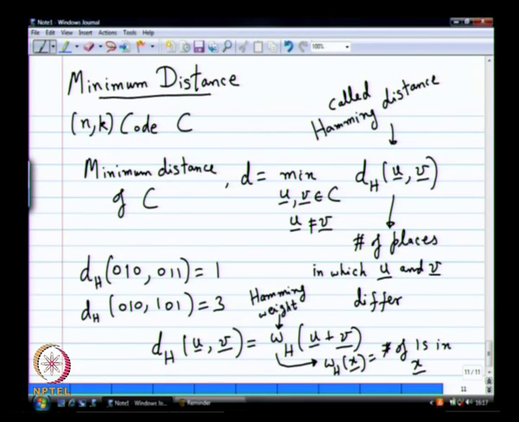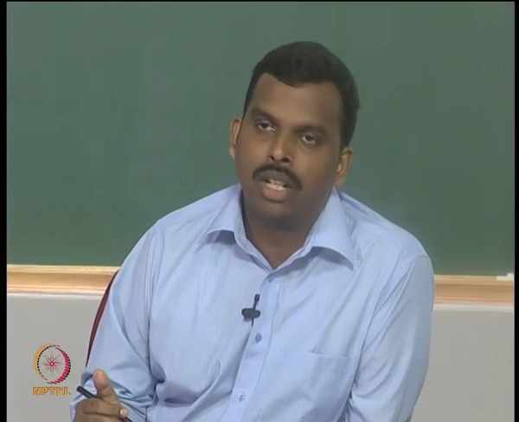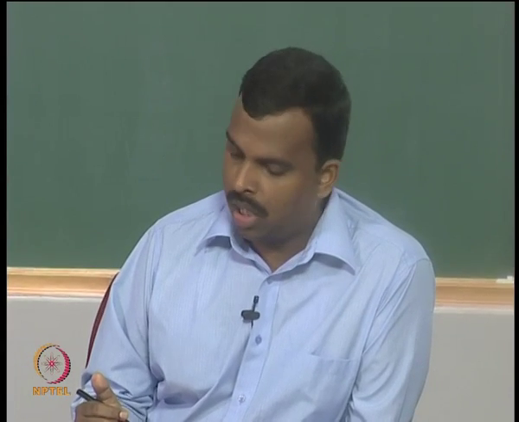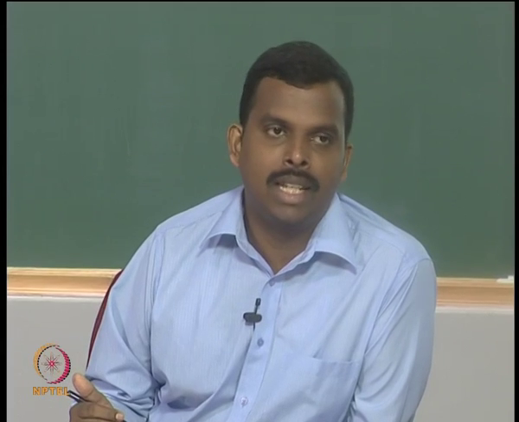Number of places in which u and v differ: if you do an XOR of u comma v, what will happen? Wherever there is a 1, u and v differed in that place. If it is 0, then they did not differ. You simply count the number of ones in the XOR, which is the weight, you get the answer.